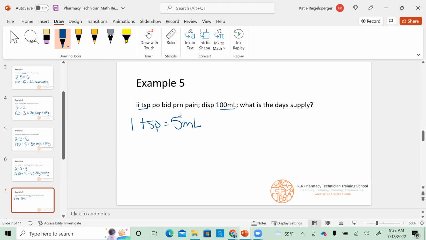So 2 teaspoons would equal what? The patient is taking 2 teaspoons each time, but we have to find out how many milliliters that is. How much do they take each time? And the answer is 10. And how many times a day do they take 10 milliliters? 2. 10 times 2 equals 20. And what is the total amount being dispensed to the patient?